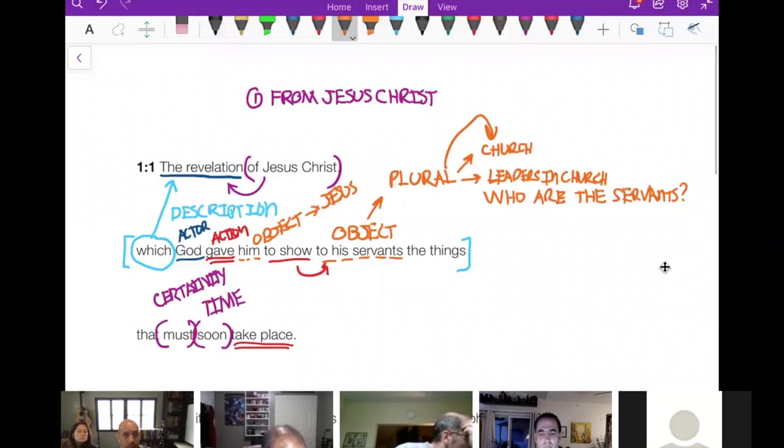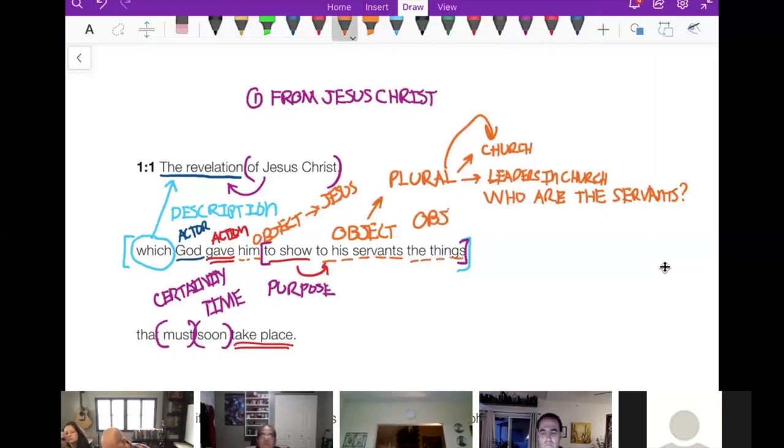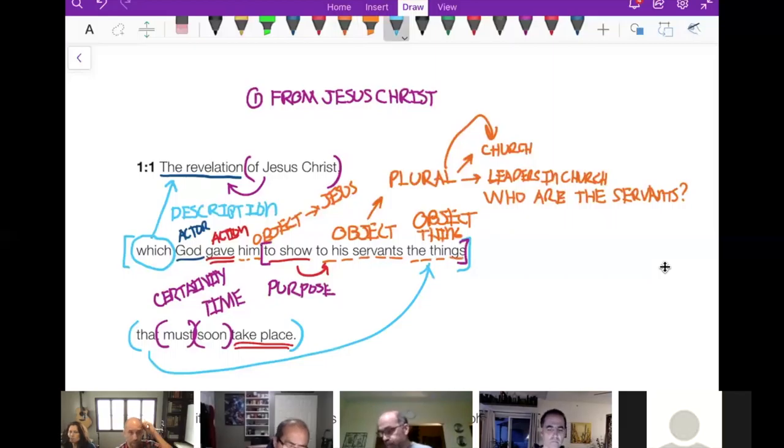It also tells us the purpose of the revelation. Okay, what's the purpose? It's here in verse 1. Go ahead. What must soon take place? Okay, great. So just to be very specific, excellent job, Kuirani. There is a purpose here. From here to here, God gave him to show to his servants the things. So the object of showing, this is an object thing. And then the connection is what Ronnie's making here. The things that must soon take place. So there is this idea of a future component here. Let me write this down. There is a future component.